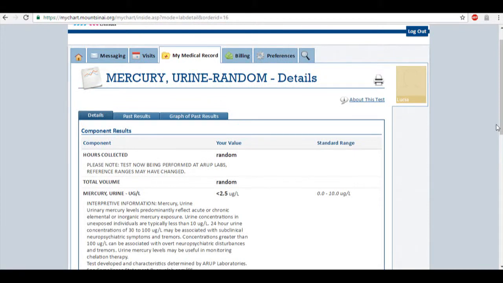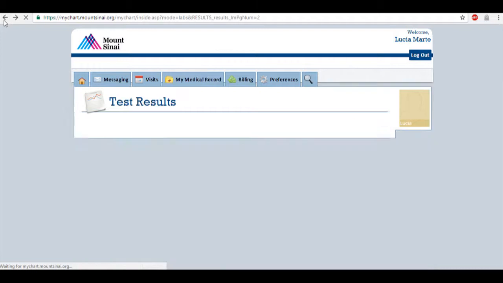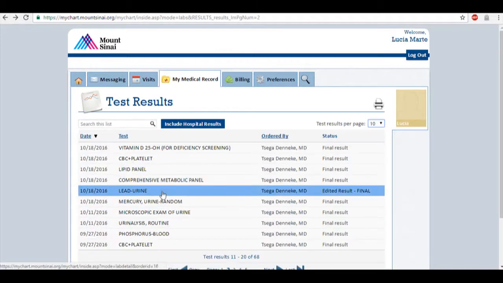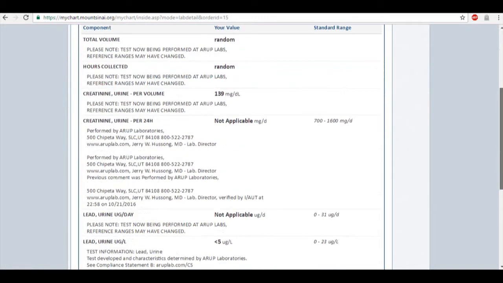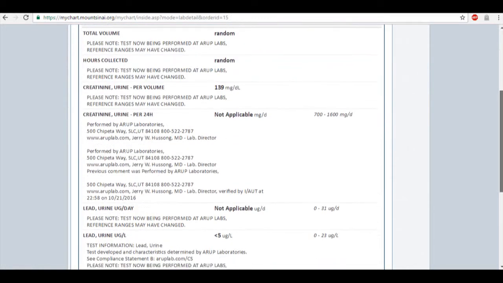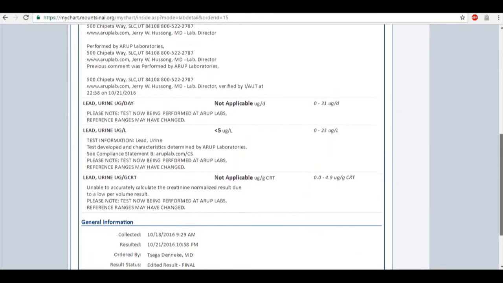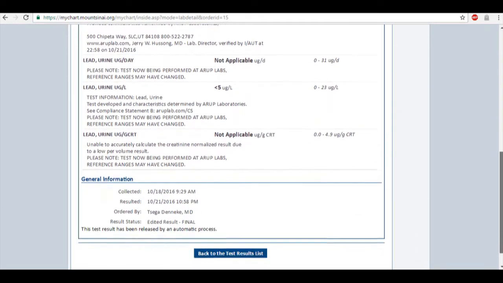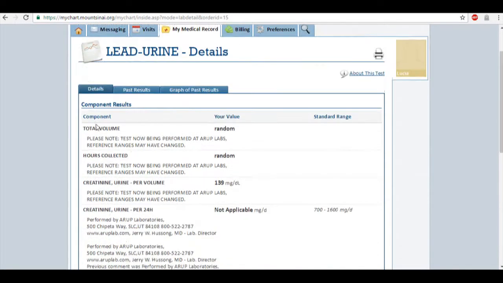At this point, there is no other way to explain this. I'm sure that they know that I am 100% suffering from mercury poisoning, and that's why I'm not receiving these results. So that was mercury. This is lead. Not applicable. Lead, not applicable. Not applicable.